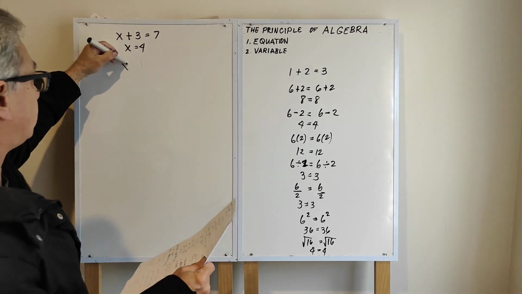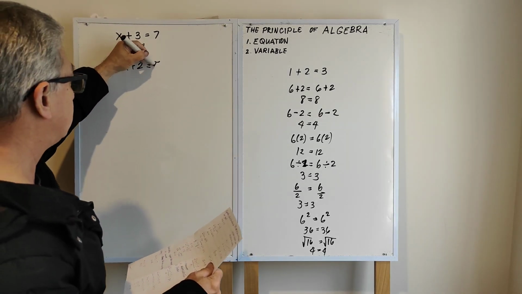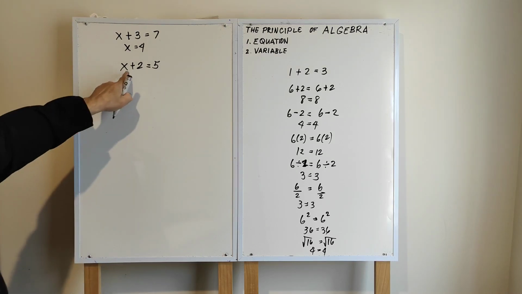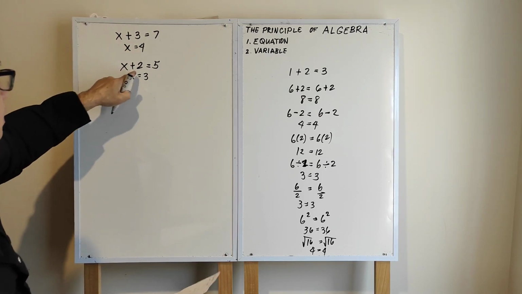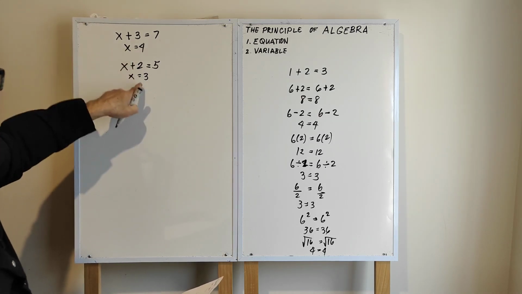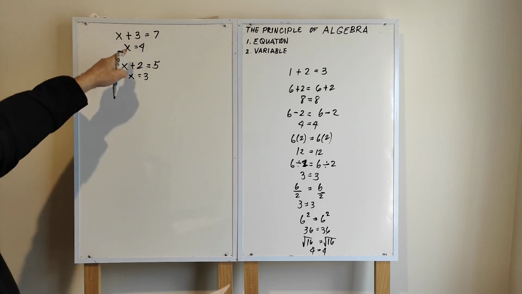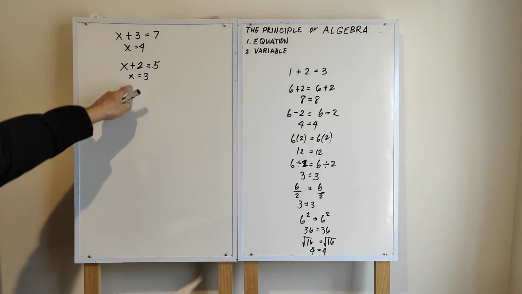But in a second example, x plus 2 is equal to 5. In here, your x is now 3. So 3 plus 2 equals 5. So the x value changed from 4 to 3. It varies. It changes. So this is called the variable.